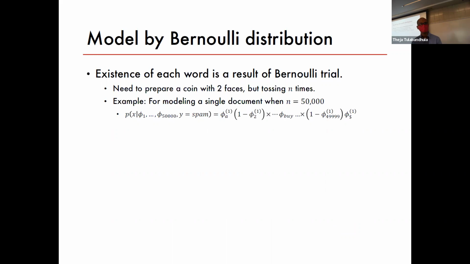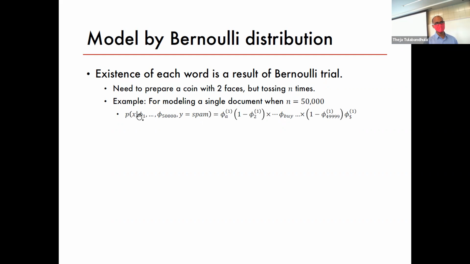Under that assumption, the existence of each word is the result of a Bernoulli trial. Remember, the x's are just indicators whether the word is present or not. So it's a Bernoulli random variable. We need to prepare a two-faced coin, heads or tails, for each coordinate, and each coordinate will have its own bias, and we'll flip each of those coins once, so 50,000 trials. For example, modeling a single document, we need to do 50,000 coin flips.